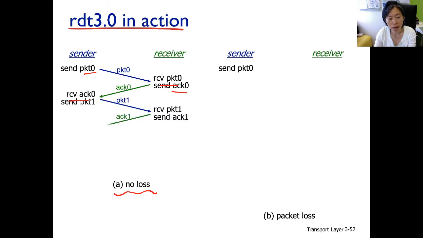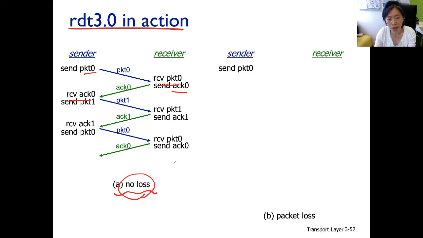So send packet 1, ACK 1, send packet 0, ACK 0, and go on and on and on. So this is a very straightforward scenario.